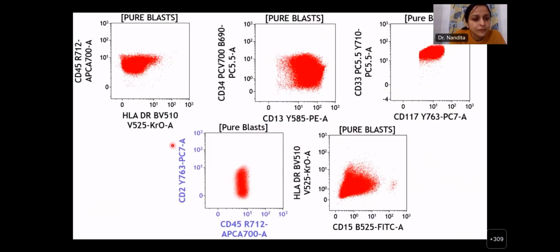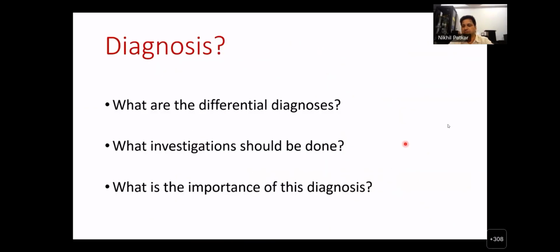These are the flow plots of that case, and you can see that these cells are HLA-DR negative. They are positive for CD13, but dim to negative for CD34. They are also dim to negative for CD15. They express CD33, and part of them express CD2. Now, this particular phenotype is very characteristic of acute promyelocytic leukemia, especially the microgranular variant, and especially that which is associated with a particular isoform of the translocation.